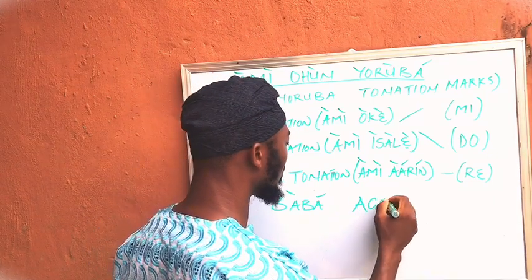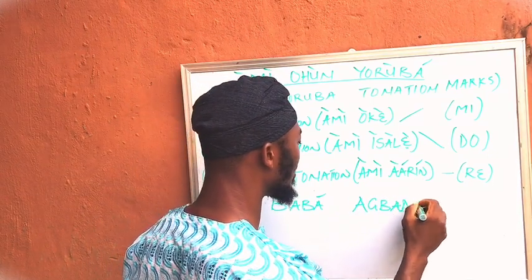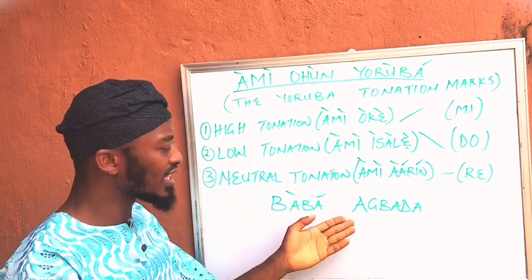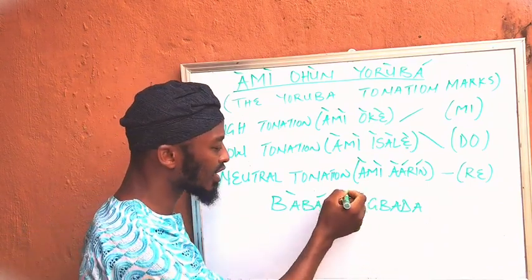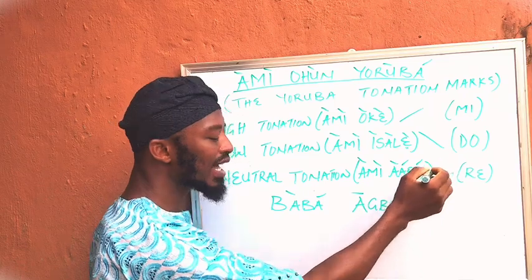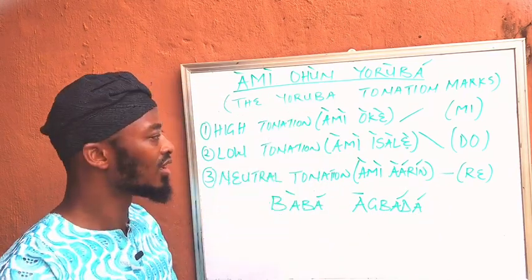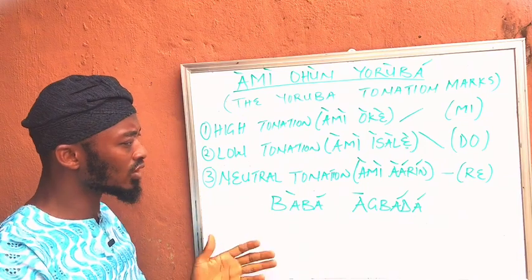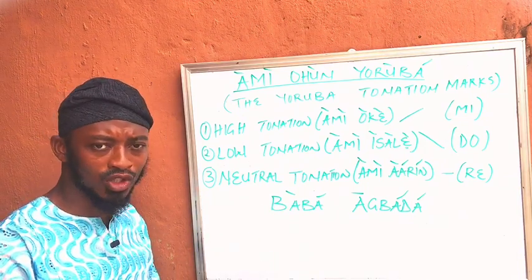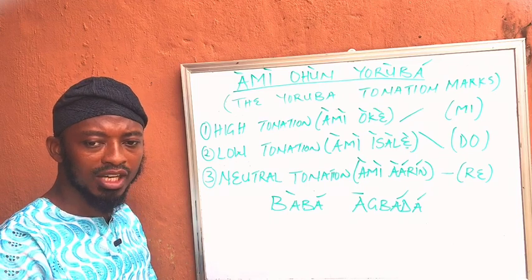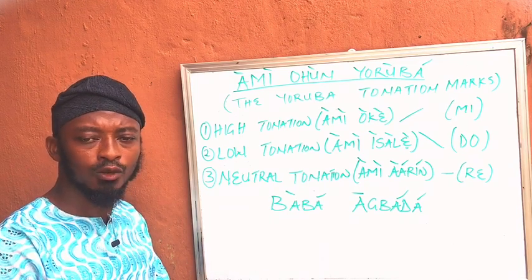Then we have Agbada. You know, this A is flat. A, Gba, Da, Agbada, re, mi. So that is just it. This thing is quite simple. You just need to take your time to familiarize yourself with them, and it's easy for you to read any Yoruba word.